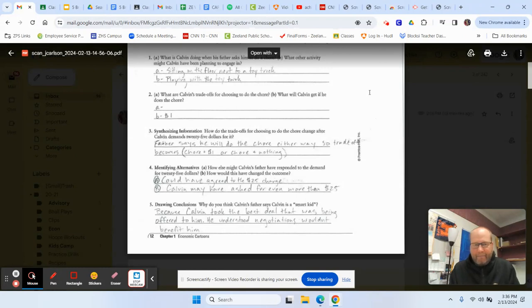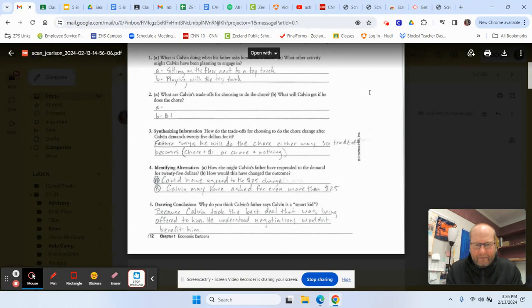And then B, how would this have changed the outcome? Calvin may have asked for even more than $25. So he's negotiating a little bit. That's why Calvin's dad probably was smart enough not to give in, figuring, hey, if I give in to this demand, Calvin's going to keep asking for more. I just got to put my foot down.